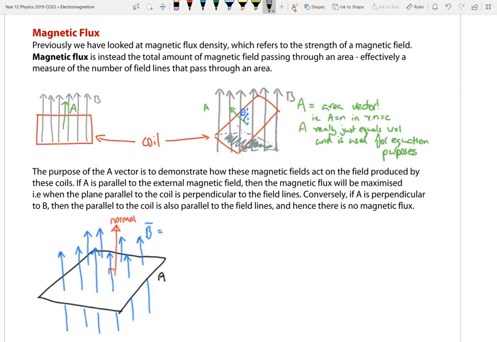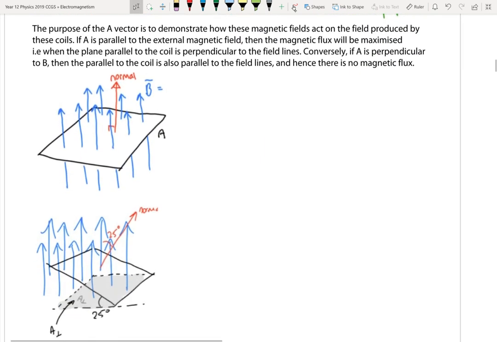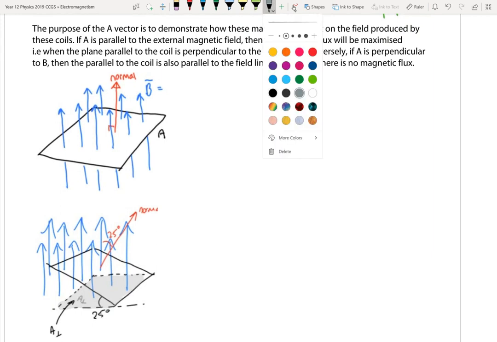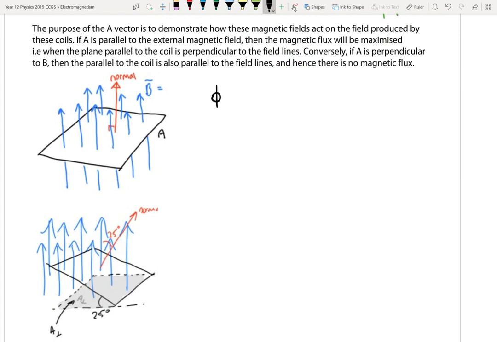Now, in order for us to get a nice equation, I want us to bring in the idea of the normal, which is the orthogonal vector that points straight out from the plane of your coil. You're probably familiar with the normal when we do inclined planes and reaction forces. So, let's get to this section here. The symbol for flux is phi, and it equals B A perp. A perp is going to be A cos theta. And so flux is BA cos theta.